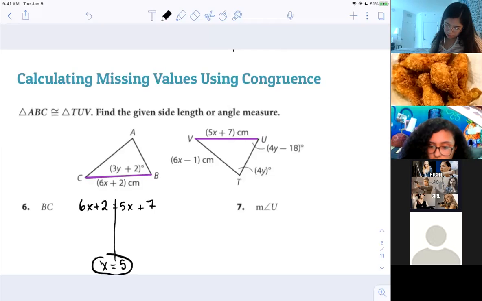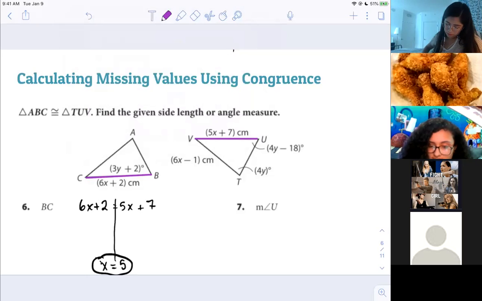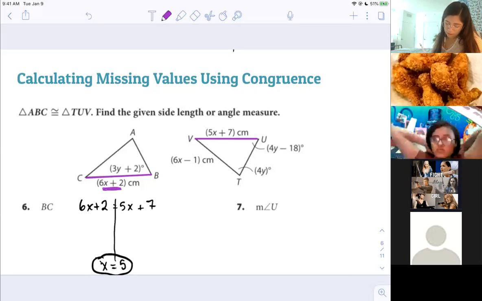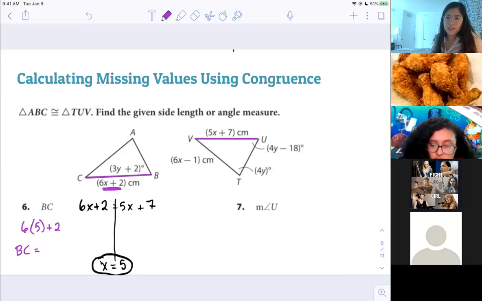Then you take that 5. What do you do with it? You plug it back in, but careful. You're looking in the right place, but you looked at the wrong expression. It's the 6x plus 2. So 6 times 5 plus 2, what does that give me? What's my final answer? 32 centimeters.